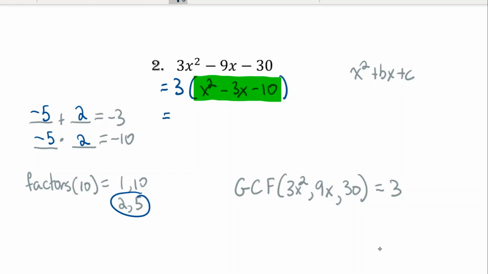So, as before, we just set it up, and we just put it in directly. So the minus 5 goes directly there, and the 2 goes directly there. And we're done.